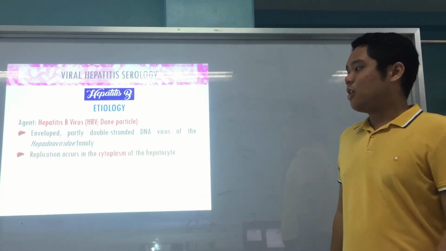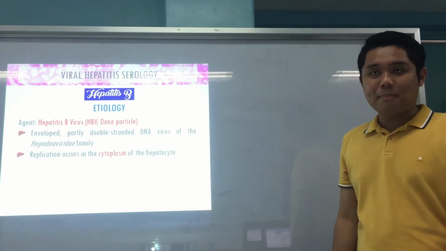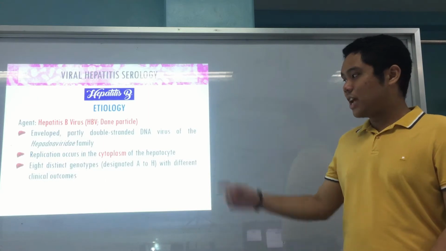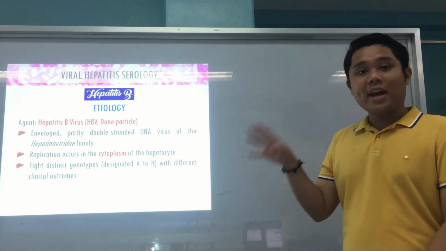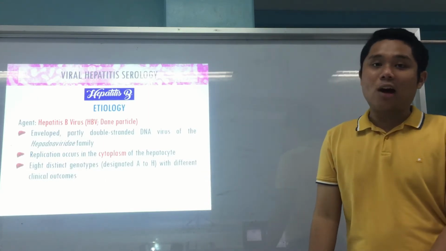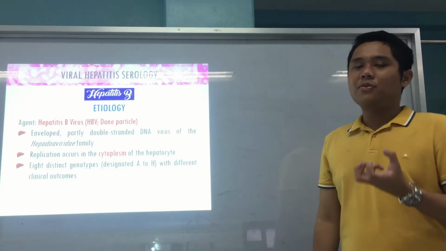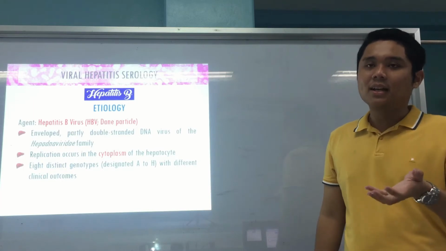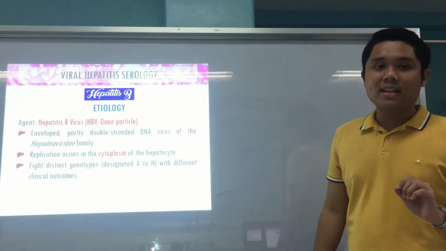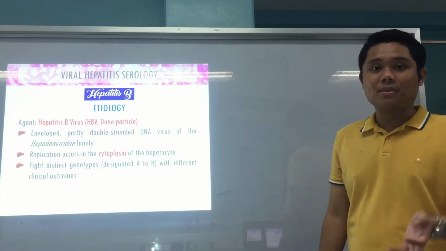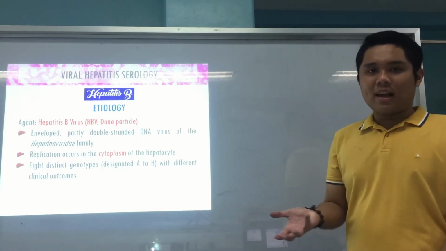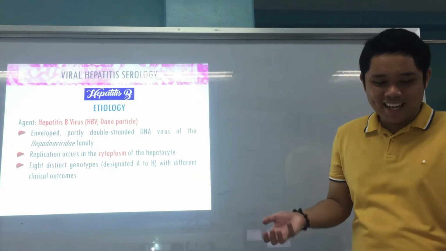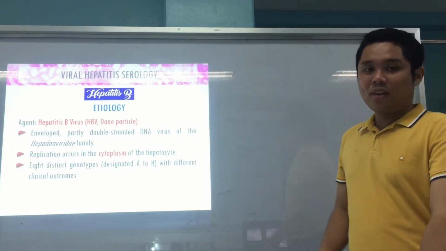Replication occurs in the cytoplasm of the hepatocyte, similar to your hepatitis A. And you have 8 distinct genotypes, A to H, with different clinical outcomes. If your doctor really wants to be more specific and determine the genotype, they can request it, but in high-end laboratories, like research labs or reference labs. But most of the time for hepatitis B, even without the genotype, it would suffice. So that's for the etiology.